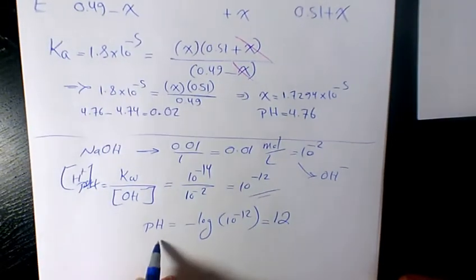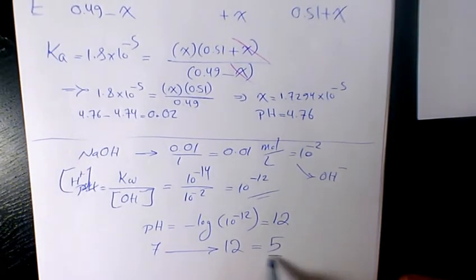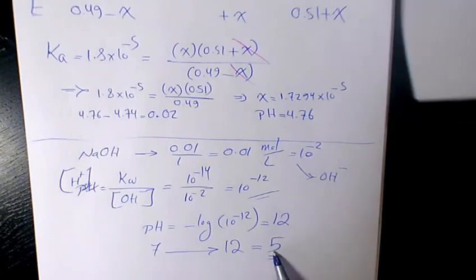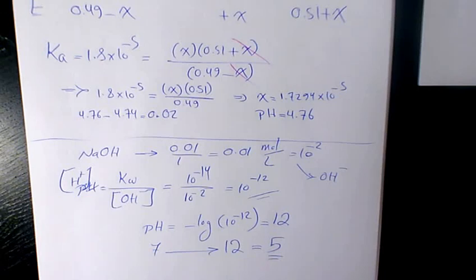So it is changed from 7 all the way to 12. So the pH has changed by 5 units. Now compare this 5 units with 0.02 units pH change. So that's how a buffered solution works.